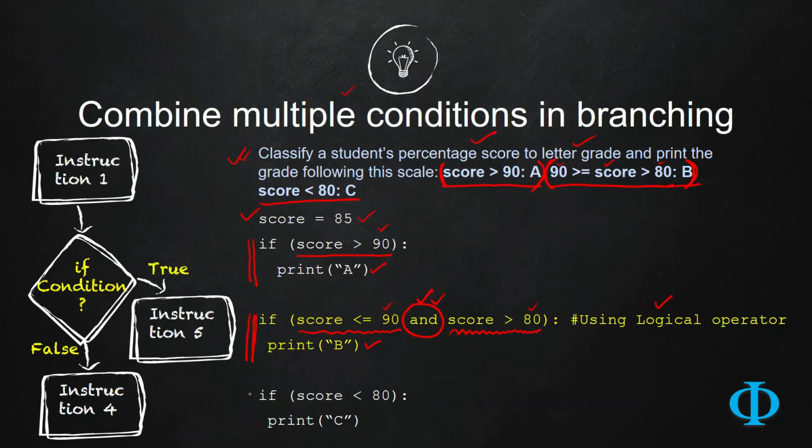And then the third part of the program is again a simple comparison, which is basically just checking if score is less than 80, which is this part of the problem. And whenever the score is less than 80, then it is printing C.